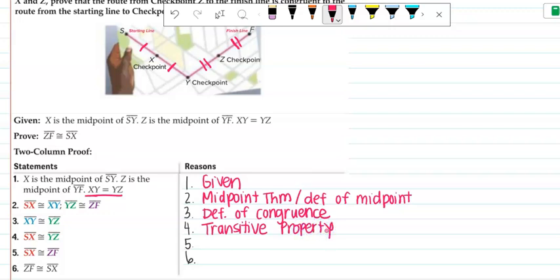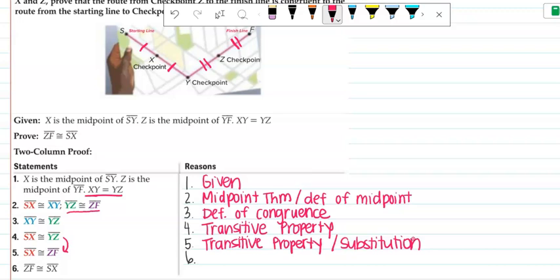Okay, and then notice we have SX is congruent to ZF. So from 4 to 5, all we did is we swapped out YZ for ZF. We're allowed to do that because we know that they're congruent there. And if we're swapping things out, you could reason that this is transitive property, right? Because we're still just connecting things that are equal. Or if you wanted to say substitution, that would be okay too, because you're just replacing an equal or a congruent segment with a congruent segment.